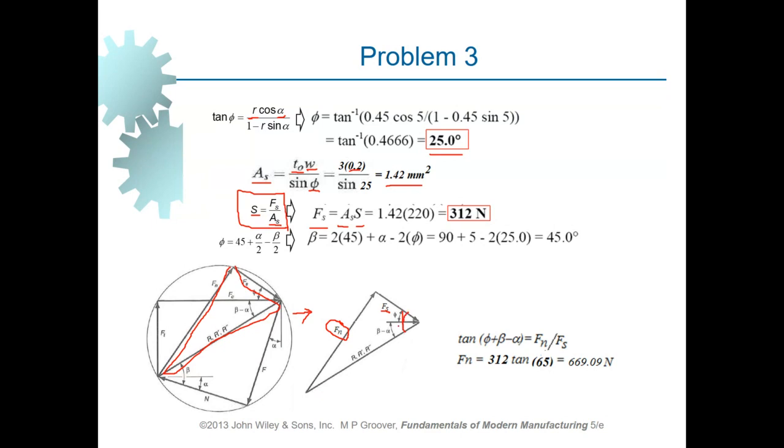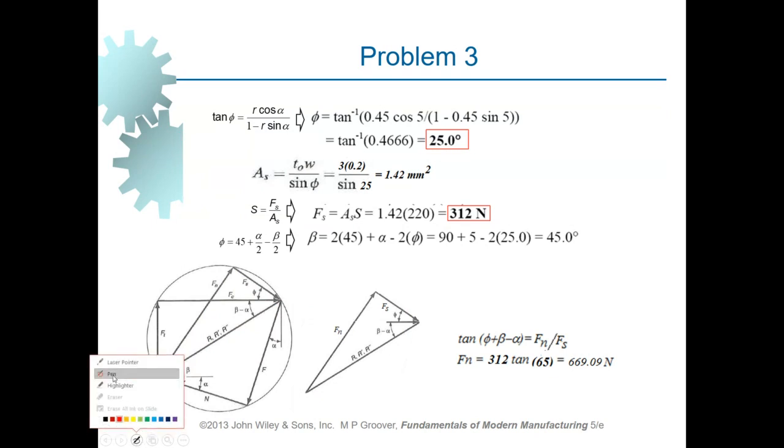However, we don't have this angle at hand, but we know the value of phi and we know the value of alpha. If we can compute the value of beta, then we will have this angle available, and then eventually we can also compute Fn. In order to get this done, we need to make use of the Merchant equation. Having at hand the value of phi and also alpha, which we already know, we have just computed the value of phi, then we can also work out beta.